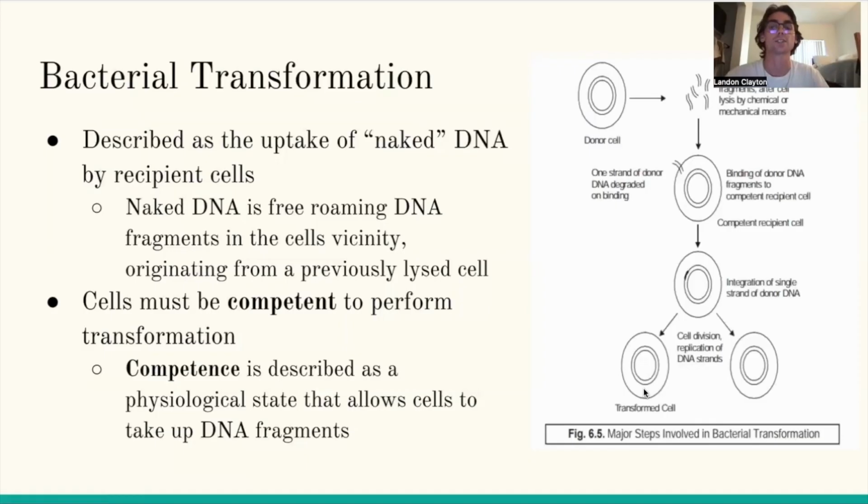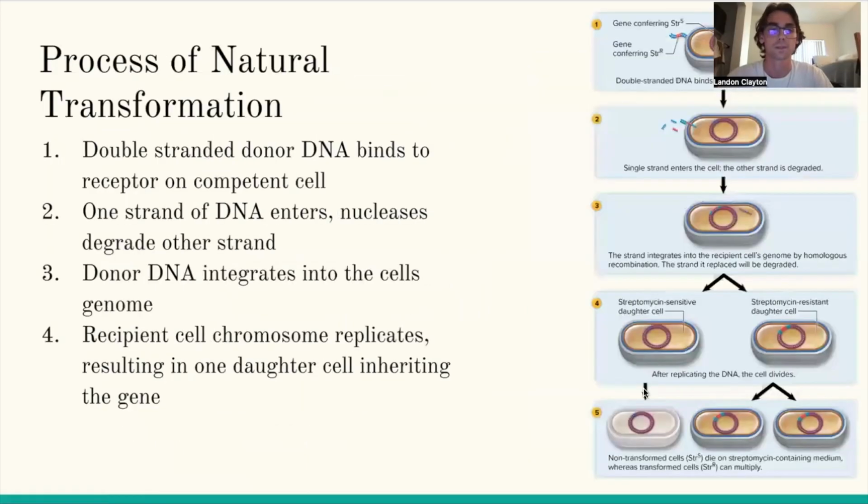This section focuses on the natural process. There are 4 steps to the process of natural transformation. The first part is DNA binding. Once the cell is competent, it expresses DNA binding proteins on the surface. These proteins recognize and bind to double-stranded DNA from the environment.